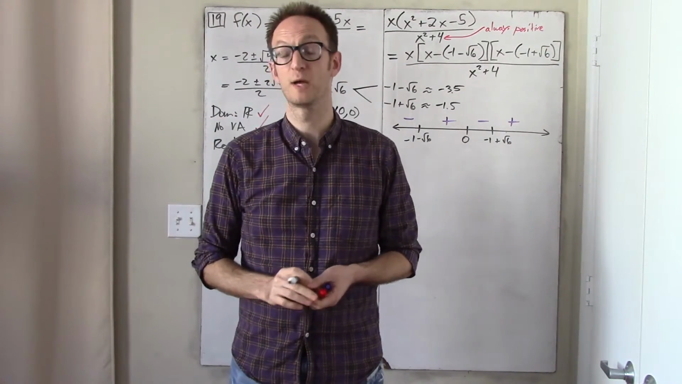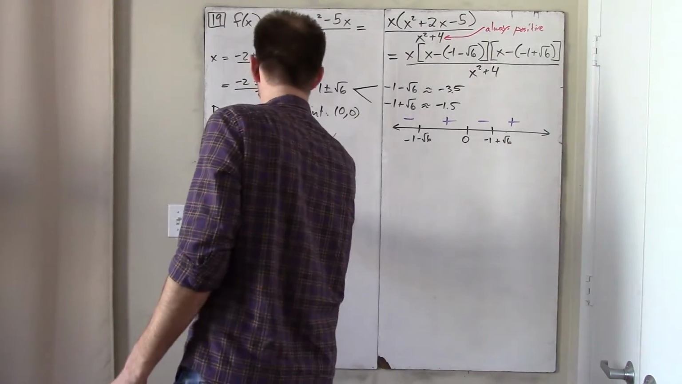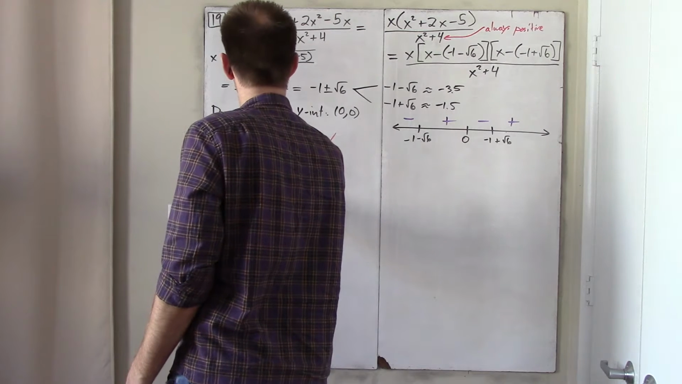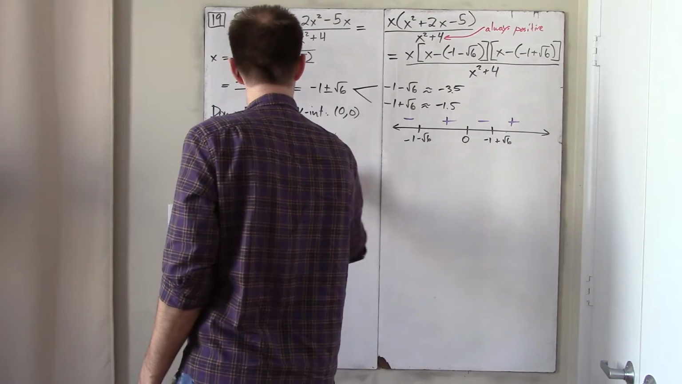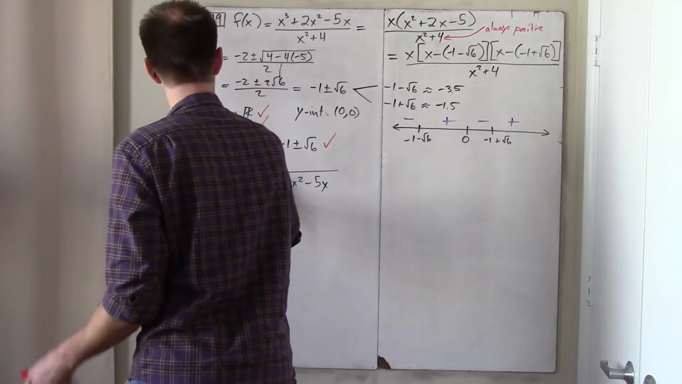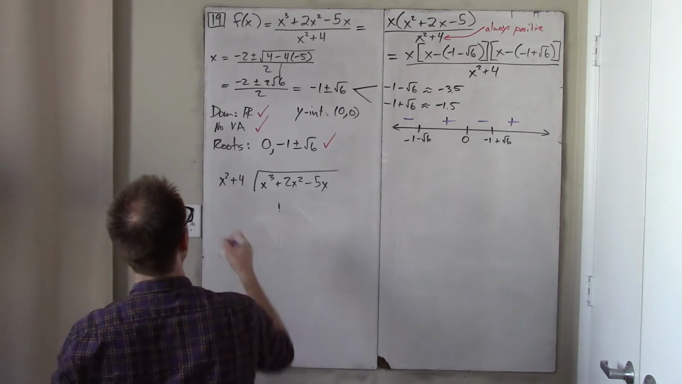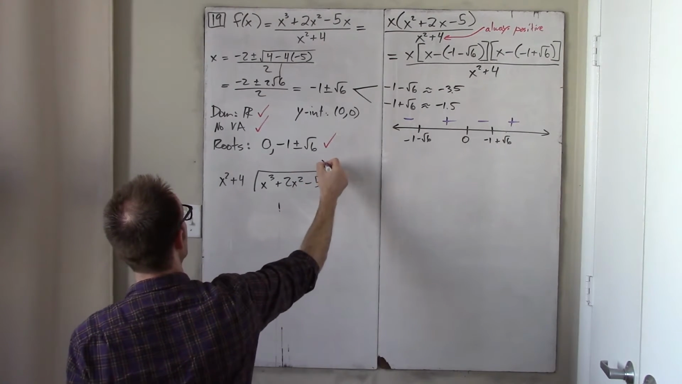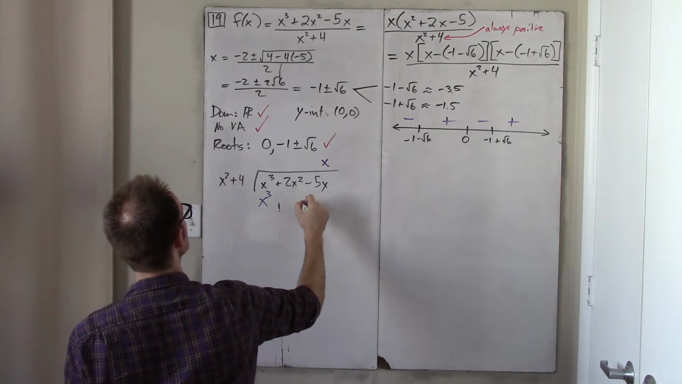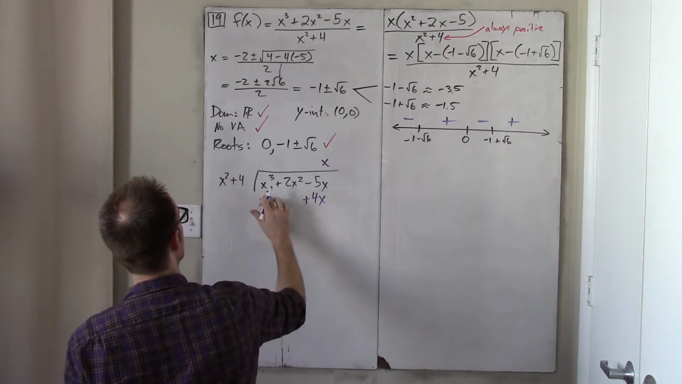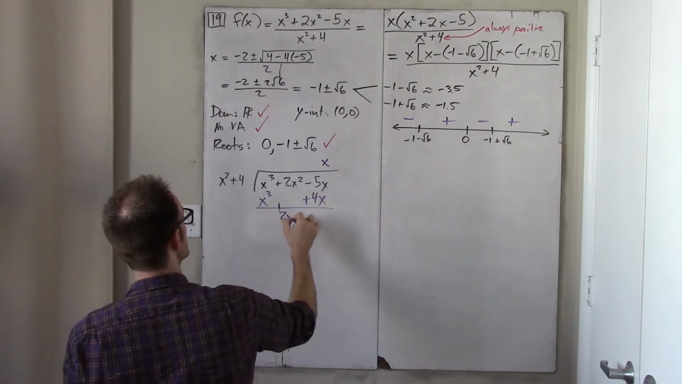The last thing to do is polynomial long division. So let's do that now. Let me be very careful about it so I don't make any mistakes, because that would be sad. So, doing the polynomial long division, x squared goes into x cubed x times, x cubed plus 4x, and then subtract 2x squared.